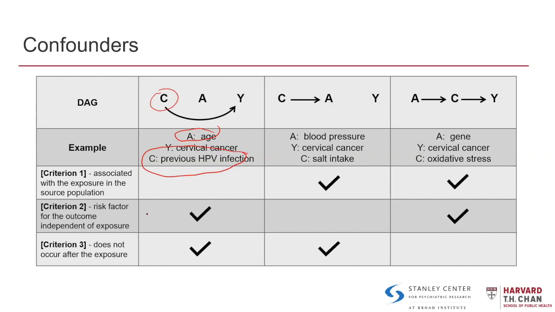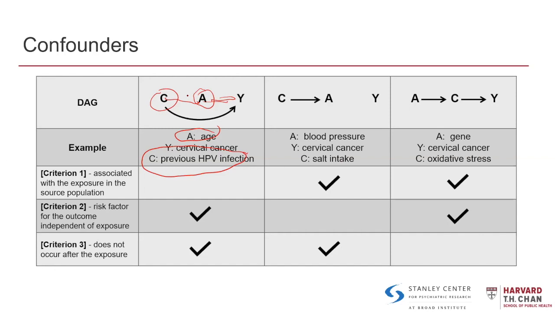It is also not in the causal pathway. So it's not between A and Y, it's not in between. So it's not in the causal pathway, so it fulfills the third criteria. However, it doesn't fulfill the first criteria because it's not related with our exposure. So this wouldn't fulfill the criteria for confounding. Let's look at the second example.